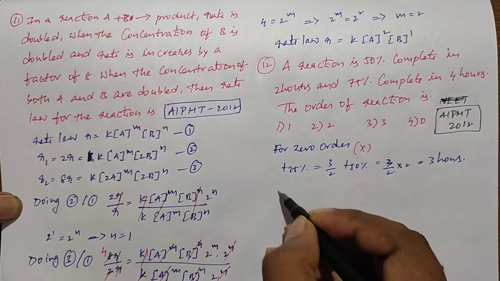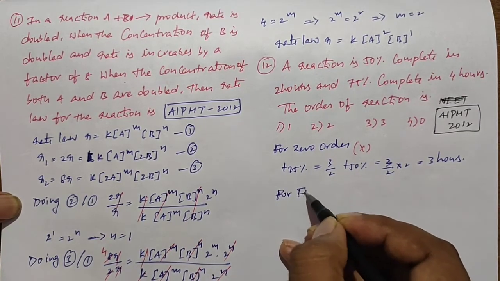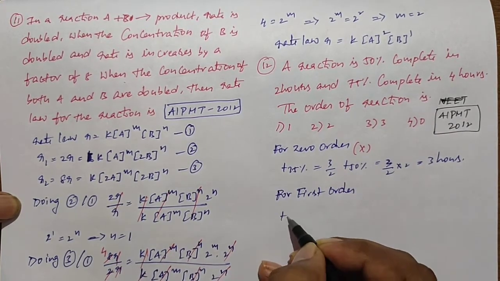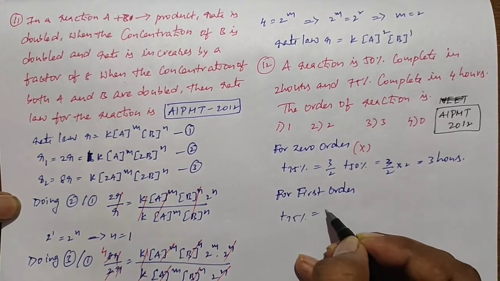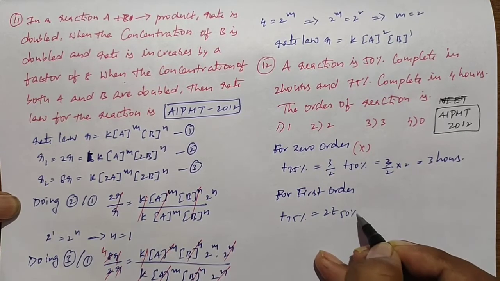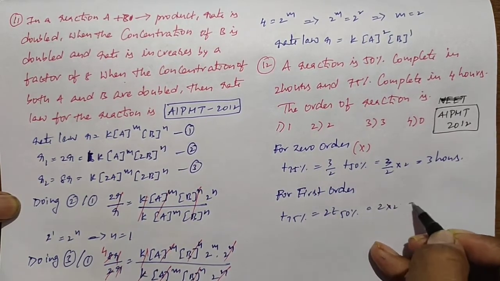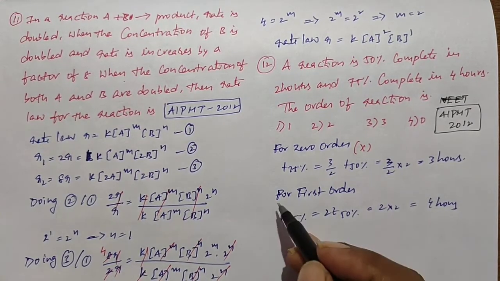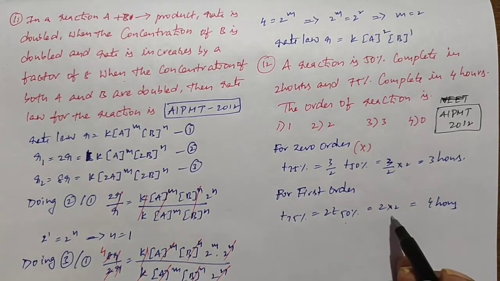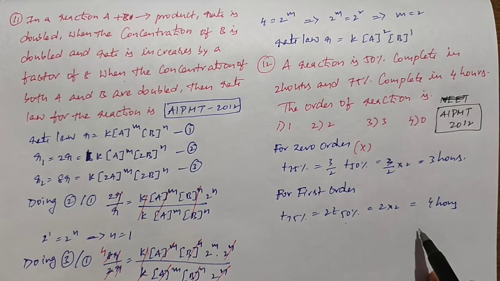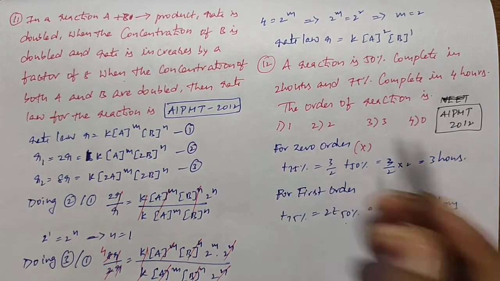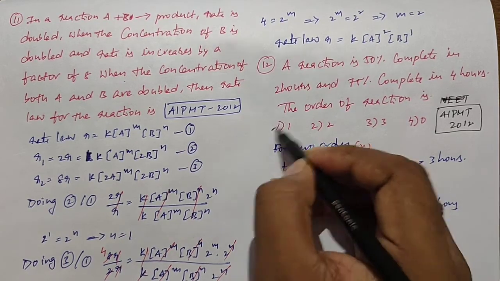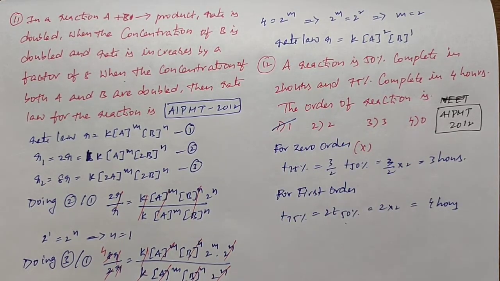Now we check for first order reaction. So for first order, T75% is equal to 2 T50. So 2 into 2, we get 4 hours. So for first order reaction, when T50 is taken as 2 hours, we get T75 as 4 hours. So first order reaction satisfies the given information. So the right option is the first option, that is the first order reaction.